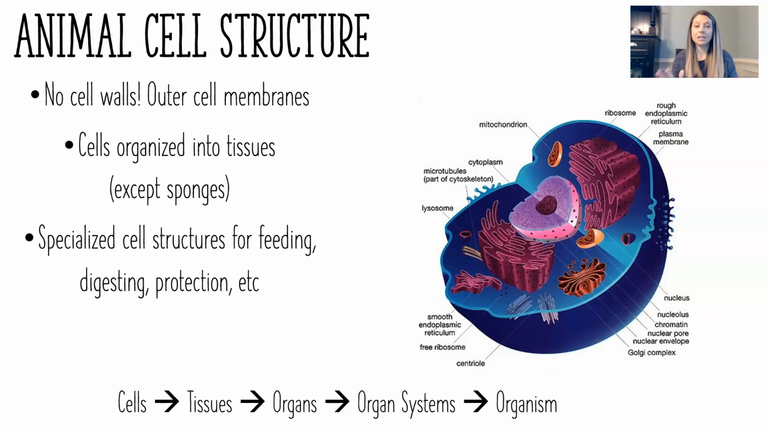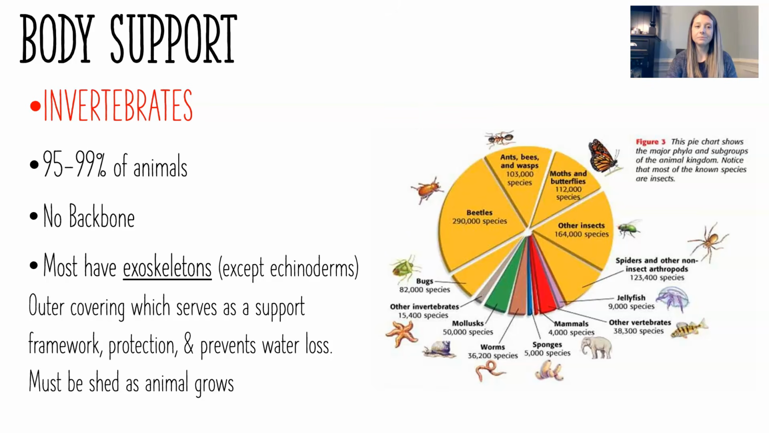Every animal, except for sponges, has cells organized into tissues, and then for the majority of animals, they go into more complex systems. So tissues form into organs, and organs form into organ systems, and those organ systems work together in our more complex animals to form the entire organism. But depending on the animal, and depending on what the cell is being used for, different animal cell structures have specialized features for feeding, for digestion, for protection, that sort of thing.